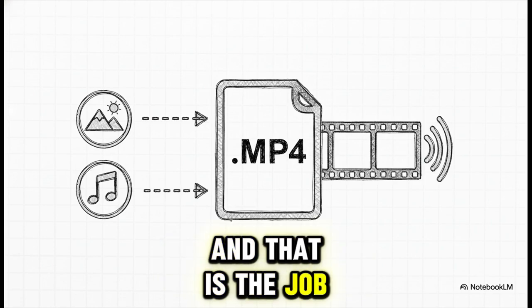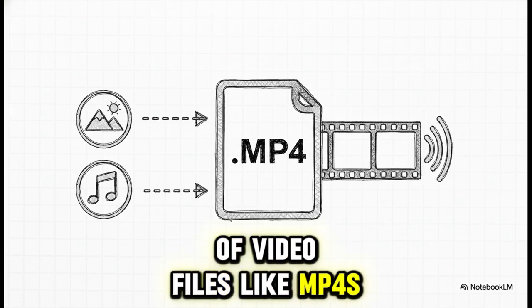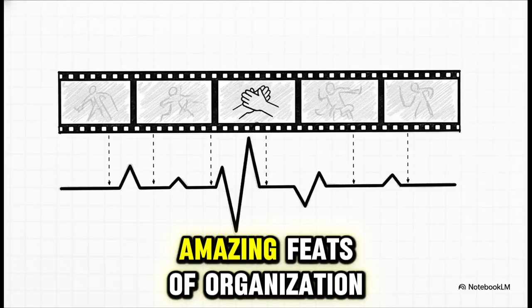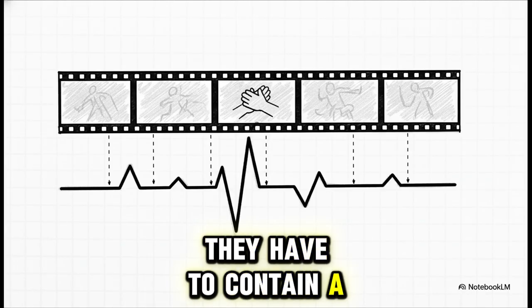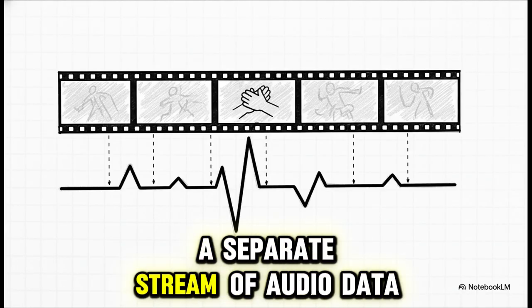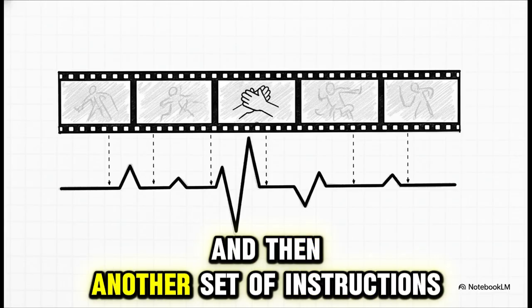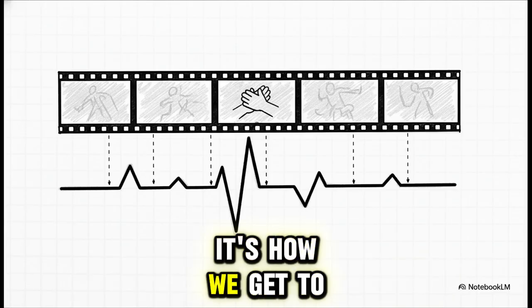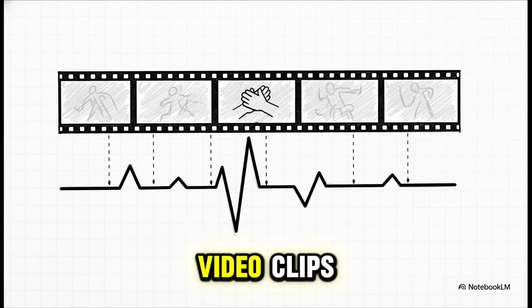So logically, the next step is to put moving pictures and sound together, right? And that is the job of video files, like MP4s and MOVs. Now, these files are seriously amazing feats of organization. They have to contain a stream of picture data, a separate stream of audio data, and then another set of instructions to make sure they both stay perfectly in sync. It's how we get to watch all our favorite movies and video clips.